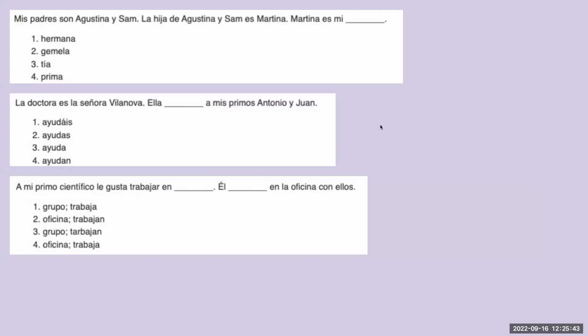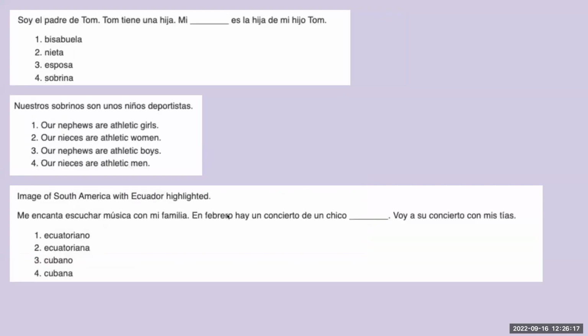All right, next question. A mi frío científico le gusta trabajar en blank. El blank en la oficina con ellos. Okay. So, is it grupo trabaja, oficina trabajan, grupo trabajan, or oficina trabajan? Yadiel says 1. Yes, he likes to work in a group, grupo, el trabajo. These are examples of questions you might find on your test.